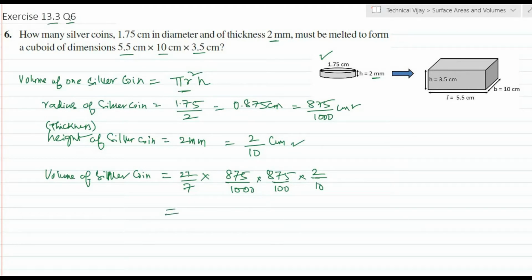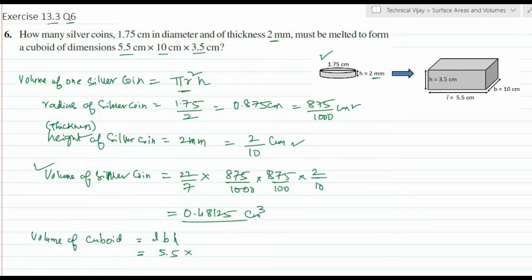Now we will multiply this one. This will be 0.48125 cubic centimeter. So now we got the volume of silver coin. Now we will calculate the volume of this cuboid also. Volume of cuboid, the formula is L into B into H. Here L is 5.5 centimeter, so 5.5 into B which is 10 centimeter into 3.5 centimeter. So this you can multiply.